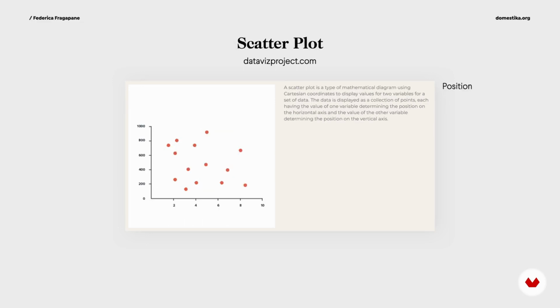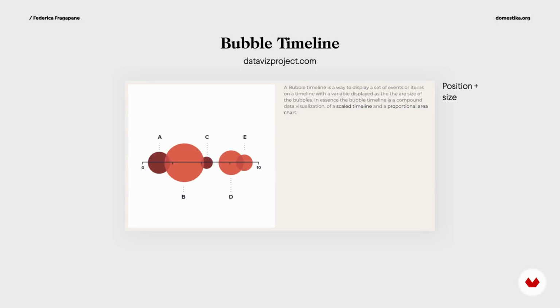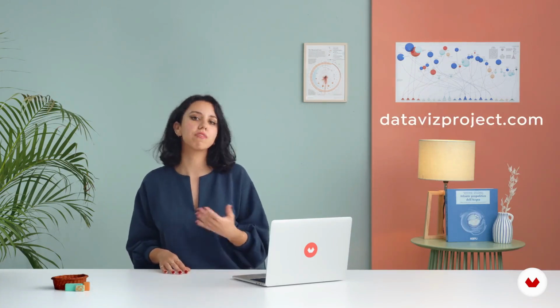This is a scatter plot. Here, the variable that we are using is the position. We have elements arranged along a horizontal and a vertical axis. And then, if we need to, we can add to the scatter plot another variable, size. And here is how we have the bubble chart. And we can use both size and position differently, in a timeline, for instance. I suggest you explore datavisproject.com to have an idea of the possible existing solutions.